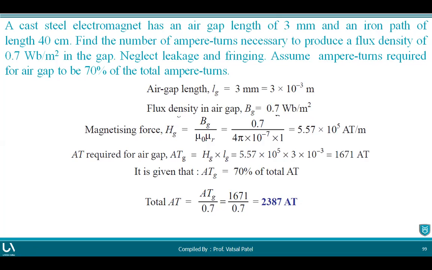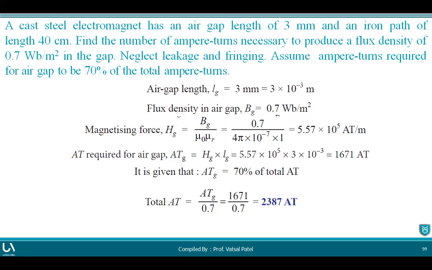So we use again the equation of the magnetizing force, and from that we identify the ampere turns for the air gap component. By using the assumption that the ampere turns required for the air gap are equal to 70% of the total MMF or total ampere turns, we come to know how much the total ampere turns are by use of this equation.